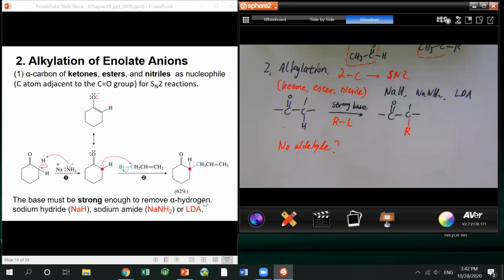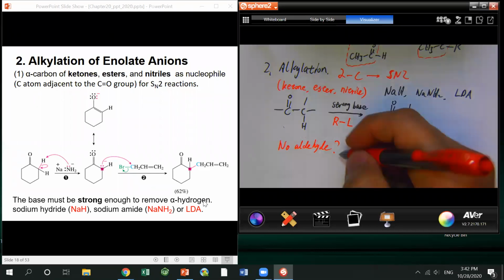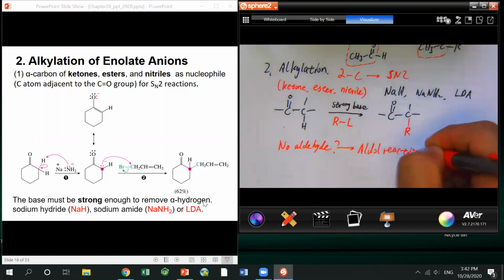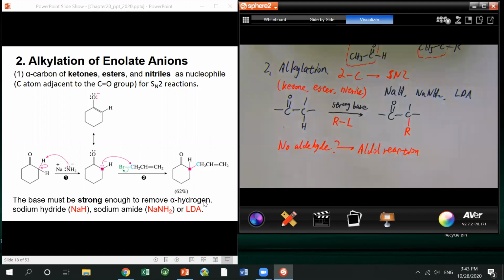Okay. So actually the main reason we just learned. Because if you have a very strong base here, you already have an Aldol reaction. It will react with itself first, instead of going ahead to pick up the alkyl halide for SN2. It reacts with itself and does some Aldol reaction. So that's the main reason for that.